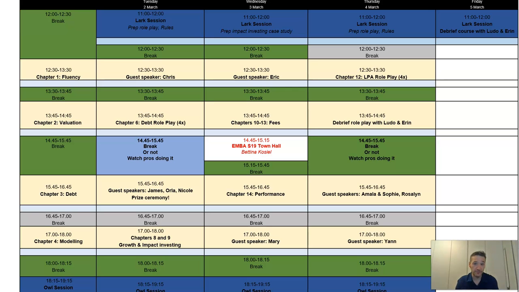James is the head of leveraged finance for Lloyds. He knows everything about the debt markets, but in particular from the bank side. And Orla and Nicole are from the private debt side, the private funds that are raised to provide debt.